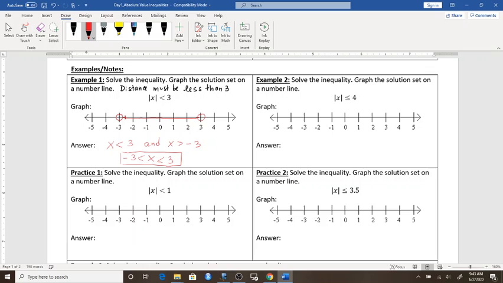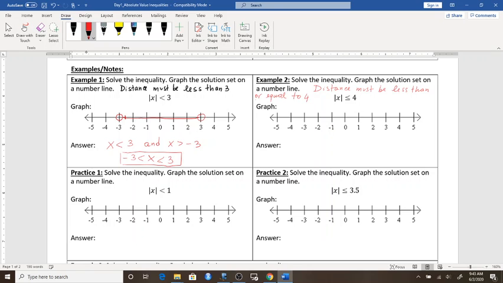Okay, so here in example 2, the only difference with example 1 is that there is an equal sign. So I want to look for all the values of x that in absolute value are less than or equal to 4. So this means I want the distance to be less than or equal to 4. So we can also have an equal to 4.